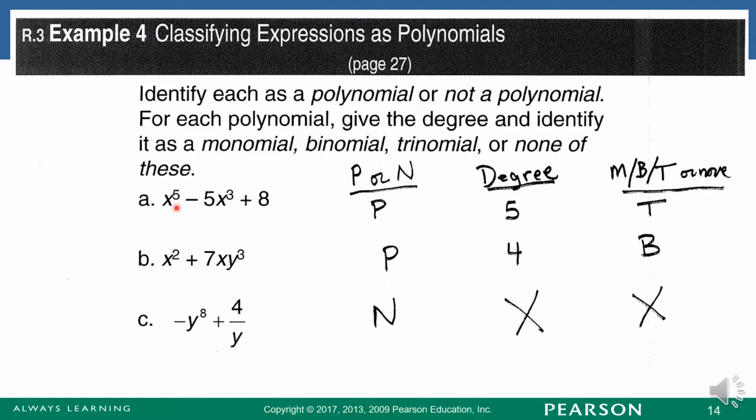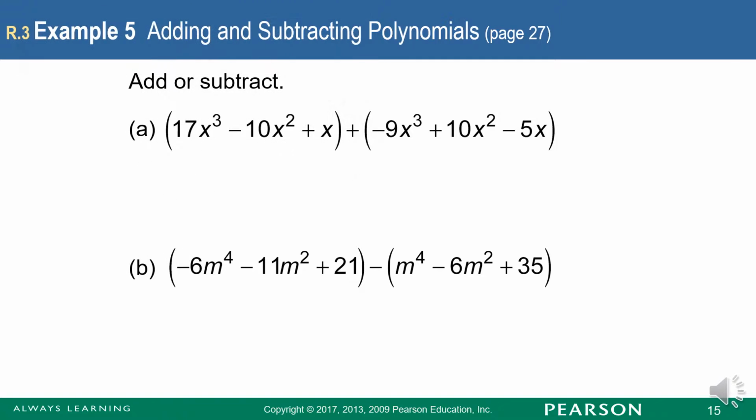The degree here, the highest exponent is 5. The highest exponent here is x to the 1 times y cubed. If I add those together, I get 4. So that is a 4th degree polynomial. This has 3 terms. It's a trinomial. This has 2. It's a binomial. And these questions don't make sense if it is not a polynomial.